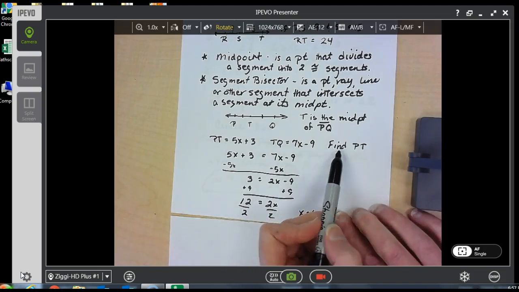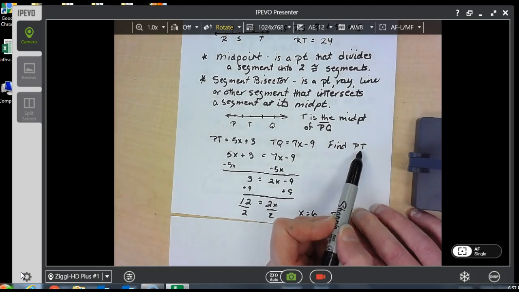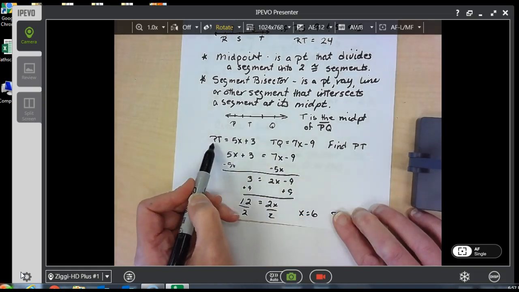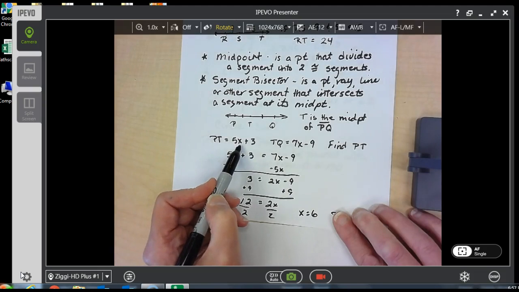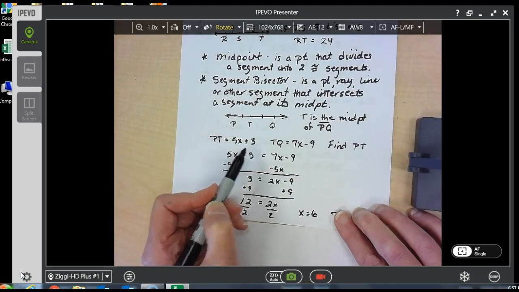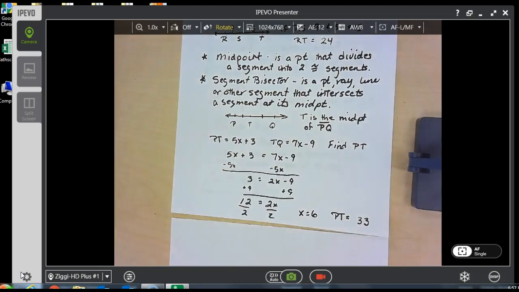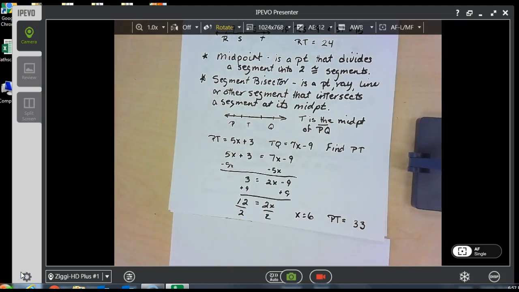But I haven't found the length of PT. So now PT is right here. I substitute 6 in for x, so 5 times 6 is 30. Add 3, and I get PT is 33. So that's an example of problems you'll have for this homework set. And that's all your notes for section 1-3.